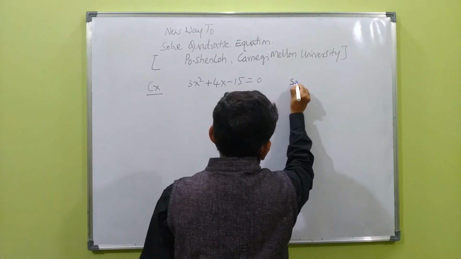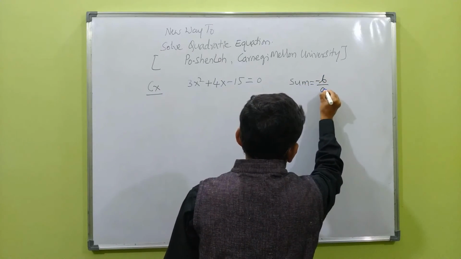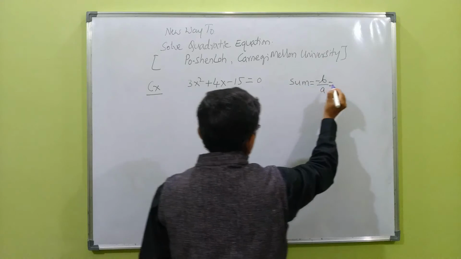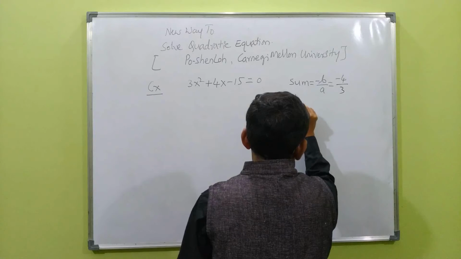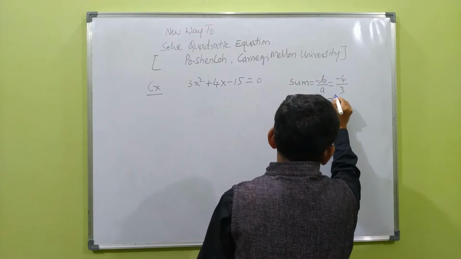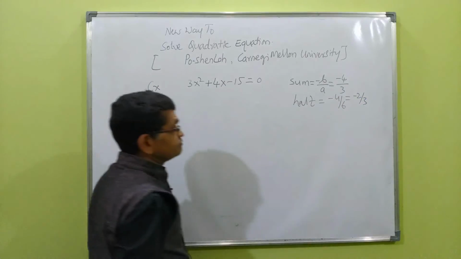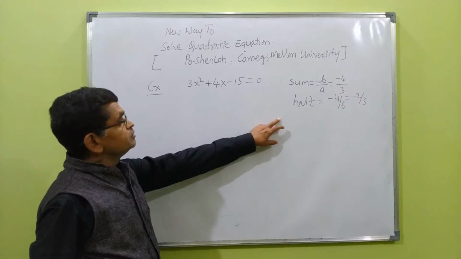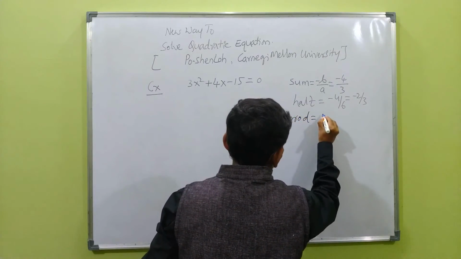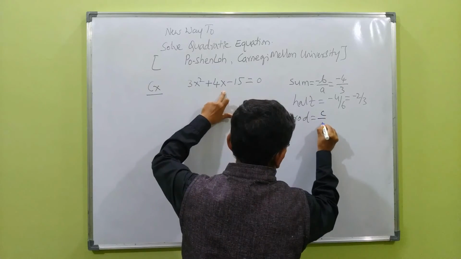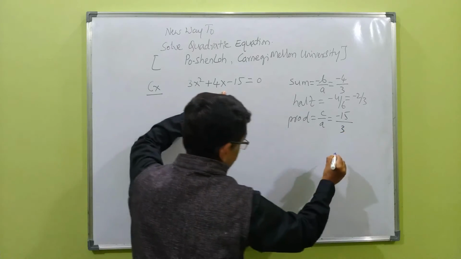The sum of the roots is minus b by a, that is minus 4 by 3. Half of this is minus 4 by 6 or minus 2 by 3. Now the product is equal to c by a, that is minus 15 over 3, or minus 5.